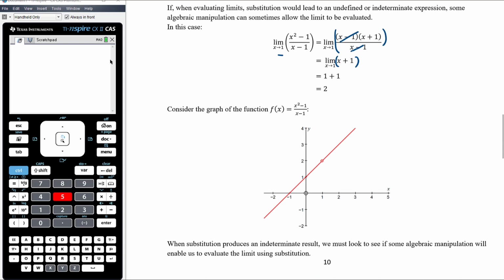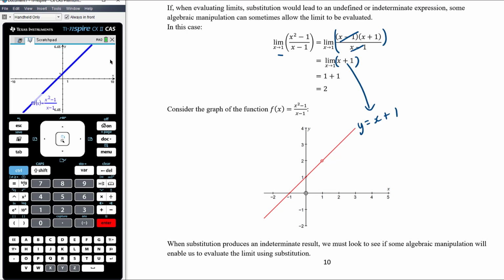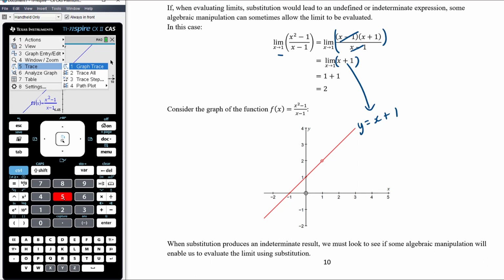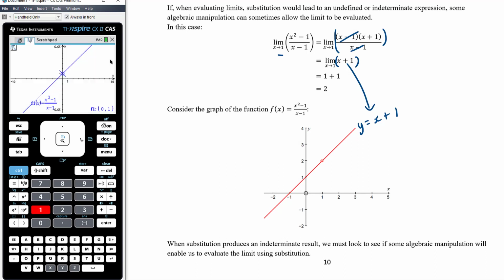If you were to draw a graph of x squared minus 1 over x minus 1, it's actually the line y equals x plus 1, which is what this simplified to, with a hole in it. Let me show you on the CAS. If I graph x squared minus 1 over x minus 1, it looks like a line, but if I were to graph trace, menu 5, 1, let me see if it'll scroll to 1. It jumped over 1. But when I'm in graph trace mode, I can jump to any point on my graph just by typing the x coordinate.